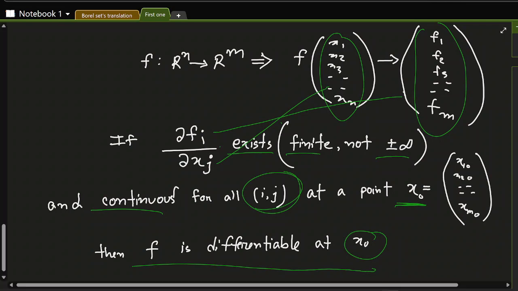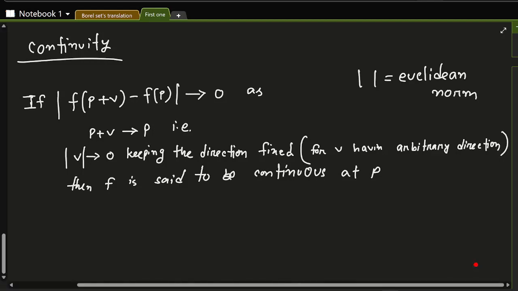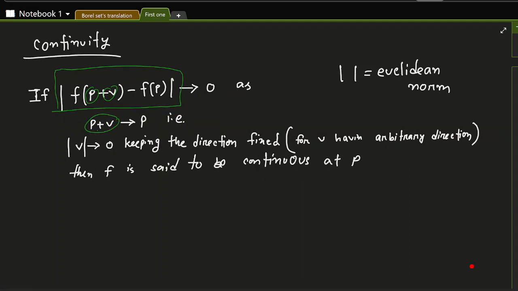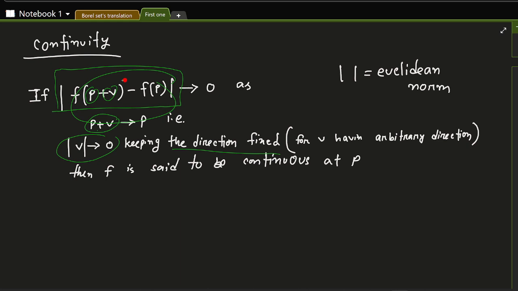Now this begs the question of what it means for a multivariable function to be continuous. For any arbitrarily chosen vector v, we say that a function f is continuous at a point p if the norm of this difference vector vanishes as we make this p plus v vector tend to p by contracting the absolute value of this vector and keeping its direction fixed. Now, to check the continuity of this function, we need to calculate this norm for every possible vector v and see if the norm vanishes or not, which is again an impossible task to carry out.